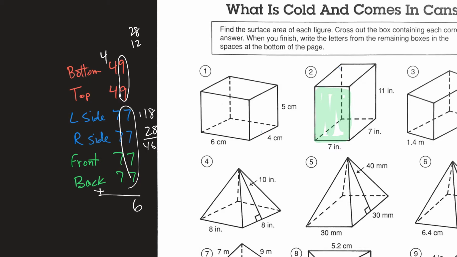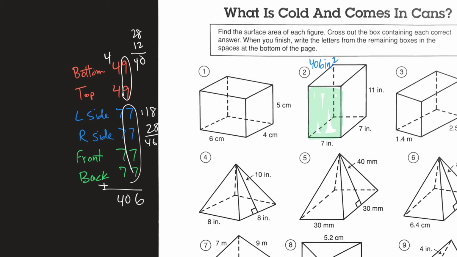28 and 12, right? Because 4 plus 4 plus 4 is 12. So all I'm doing is adding up these numbers together. 0, 1, 4, so 40. 406. So I believe the surface area of this one is 406 square inches.